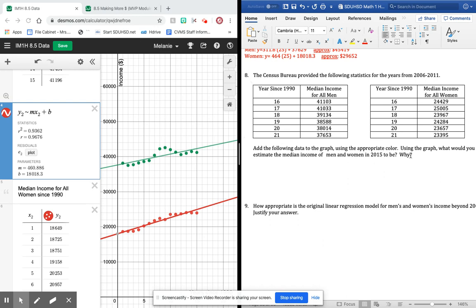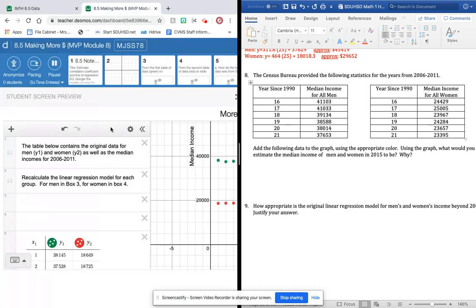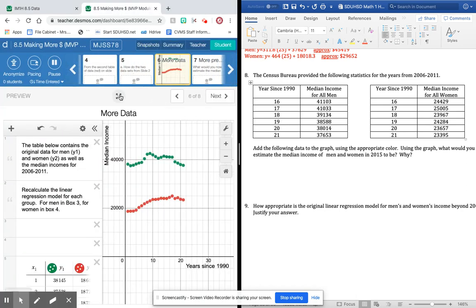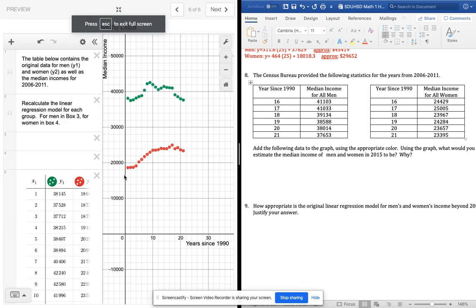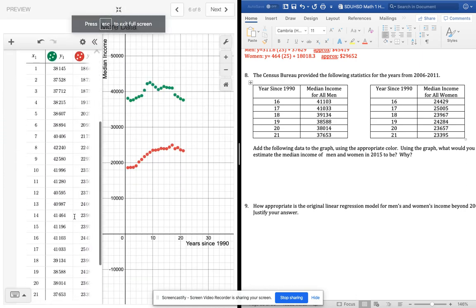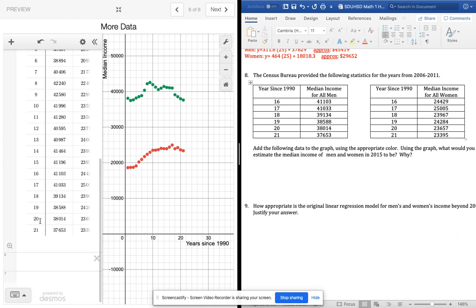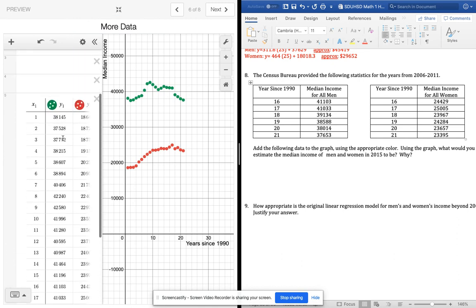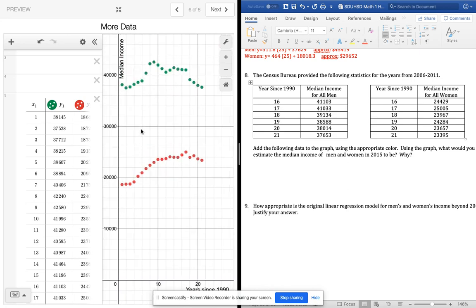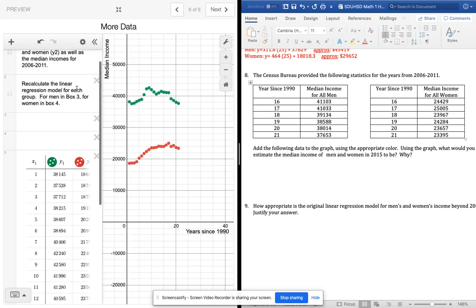Using the graph, what would you estimate the median income of men and women in 2015 to be, and why? So now we're going to look at this. I have this other graph where I extended the table all the way out to 2011. You can see that's 21 years after 1990. I put men here and women here, just to make a single table. So you see they're both graphed right here.